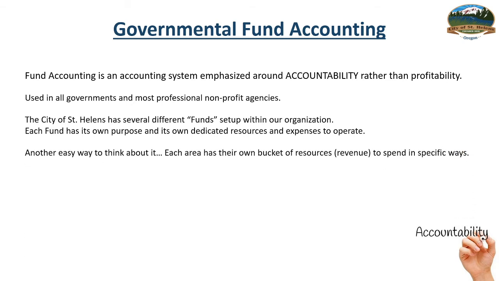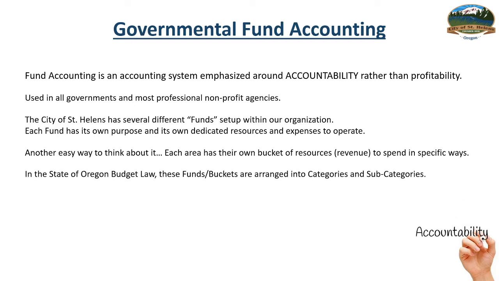One way to think about all the different funds that the city has is to think about each fund as its own separate bucket. Each bucket has resources, or revenue, coming into the bucket. However, the money that goes into each bucket can only be spent on certain things. This is why government uses fund accounting. It helps guarantee that there is accountability for the expenses in each fund, and ensures that the funds are spent appropriately.